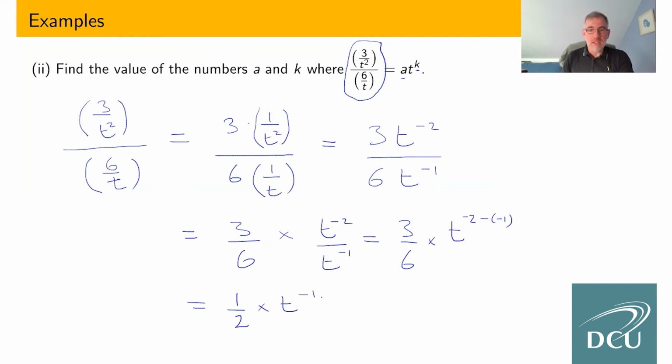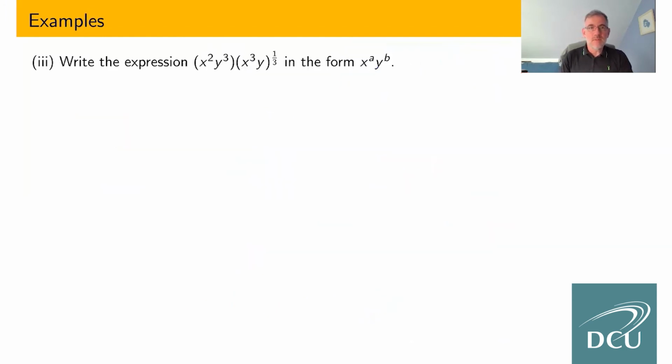I have that written in the form of a number a, which is 1/2, times t to the power of minus 1. So I could go up and just record that answer there, that when we tidy things up, we find that a is 1/2, and the power k is equal to minus 1. Okay, so we're applying this to algebraic terms there. The t in particular is a variable in this expression. We're applying the usual rules of indices to variables.